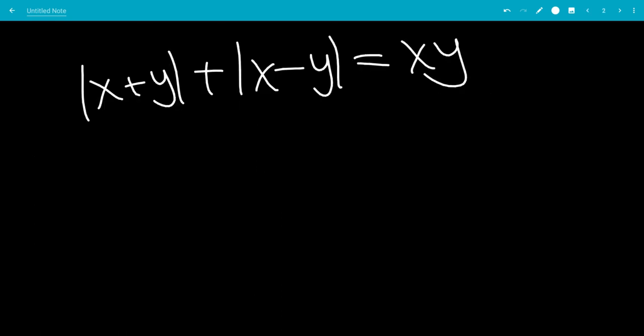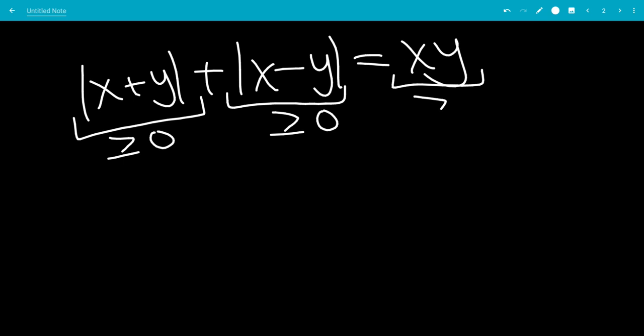So I rewrote the equation. Using that, we know that this is bigger than or equal to 0, this is bigger than or equal to 0, which means that this is bigger than or equal to 0. Okay, that's good.